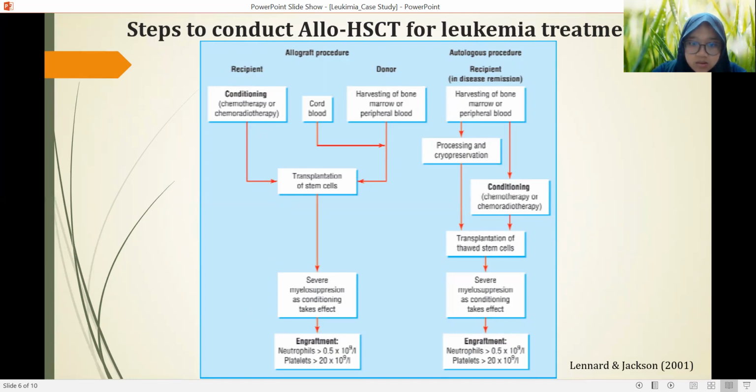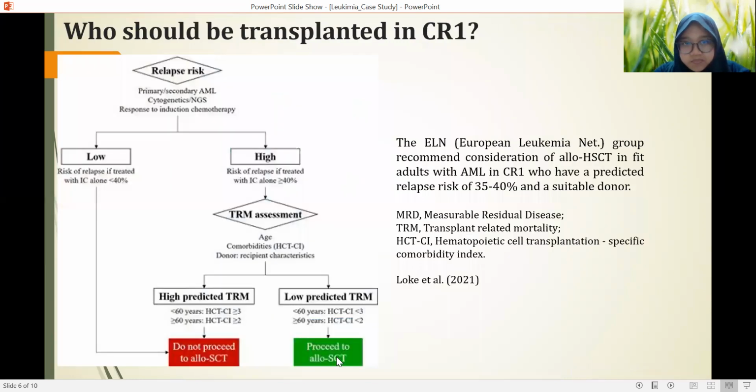And then the next step is severe myelosuppression as conditioning takes effect. So this is the effect of the allograft procedure, and this is the engraftment requirements for neutrophils. It needs the total of cells, while for platelets, the total of these cells.